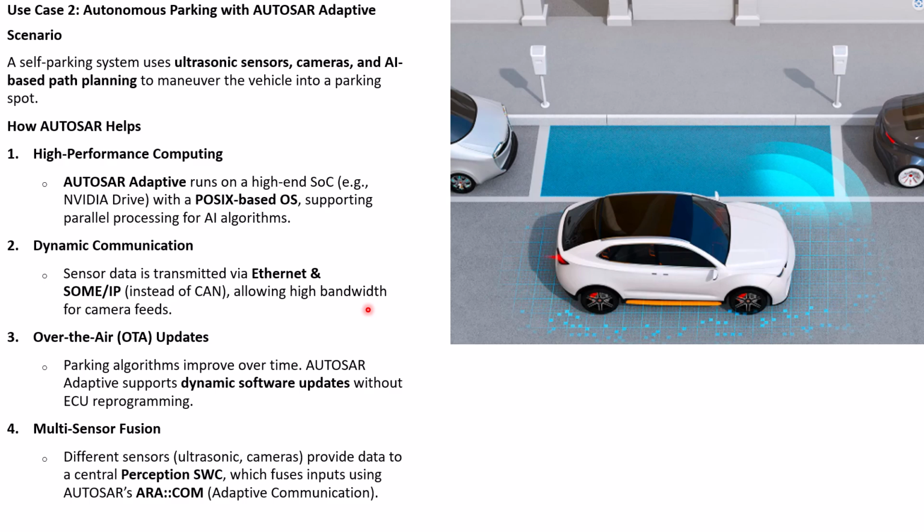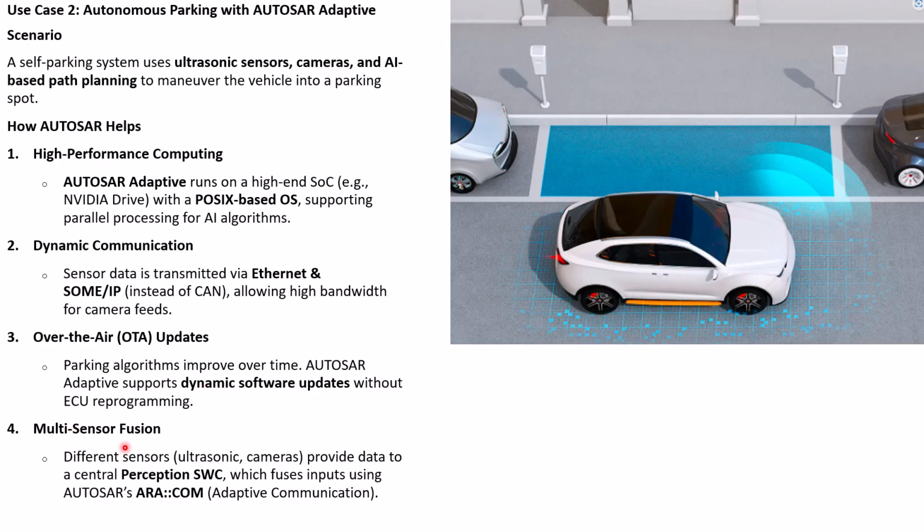Also the over-the-air updates. Parking algorithms improve over time, and Autosar Adaptive supports dynamic software updates without ECU reprogramming. This is a very important area, over the air, where Autosar is playing a very pivotal role. It supports dynamic software updates. Understand this sentence very carefully.